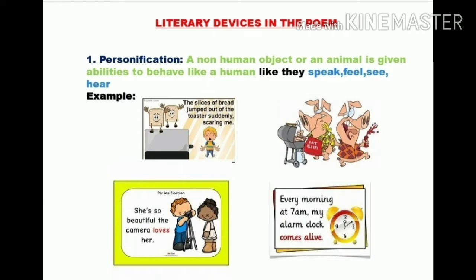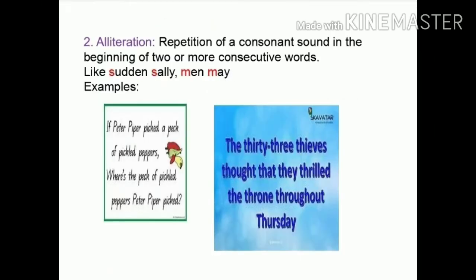Now we know how a human behaves. They can see, feel, touch, talk, hear. Now these qualities, when we find them in a non-living thing or an animal, then we say that it is personification. In this poem, the brook is a non-living thing and it's narrating its own story, so the brook is personified here. The next literary device is alliteration.